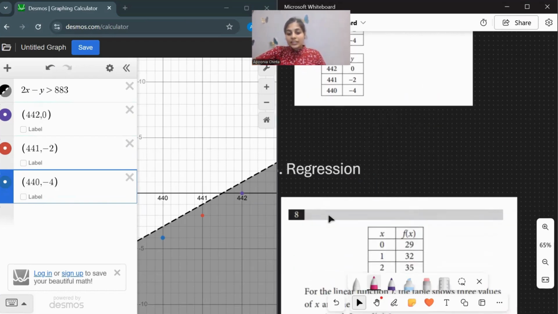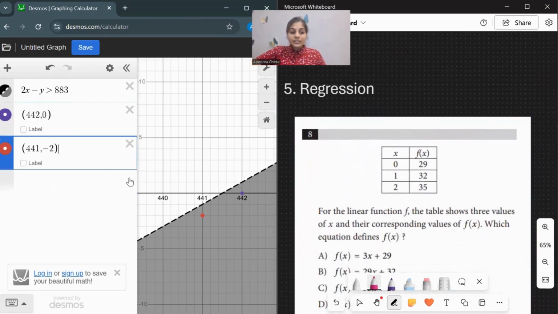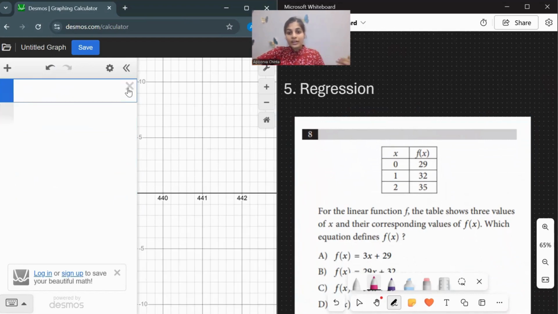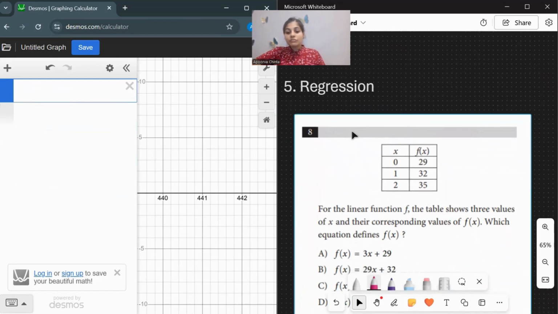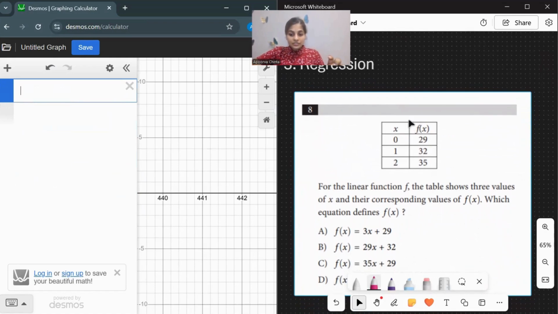Now, the next thing is regression. What is regression? Regression is nothing but finding the equation, be it linear or quadratic or any kind of equation, from the given points or from the table which we have. So this question gives us a few values: at 0 we have 29, at 1 that is 32, at 2 is 35. For the linear function f, the table shows three values of x and their corresponding values of f of x. Which of the following is the equation?